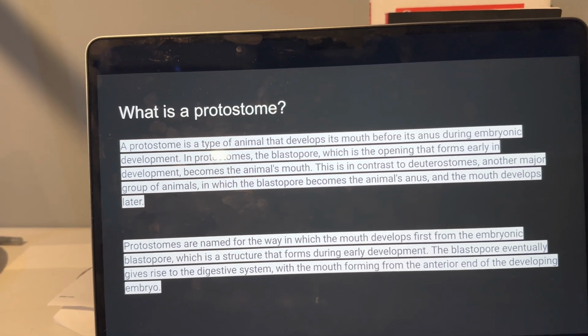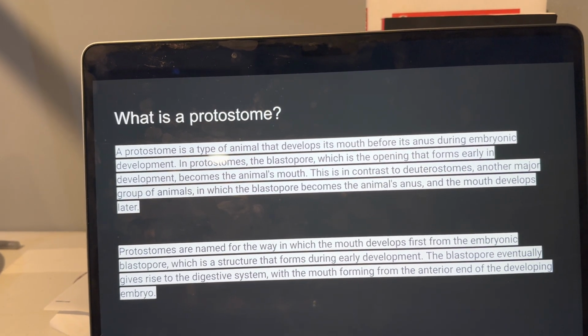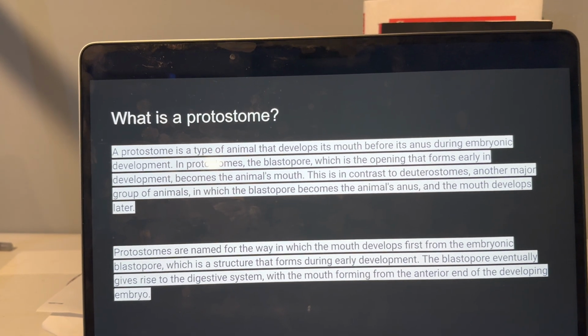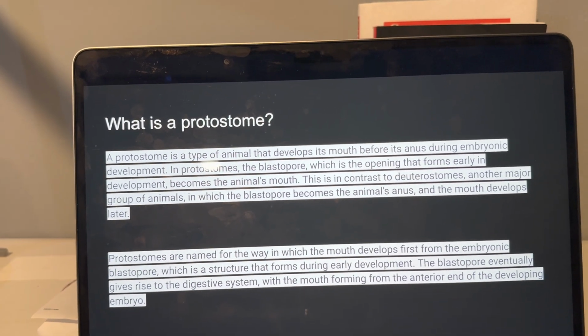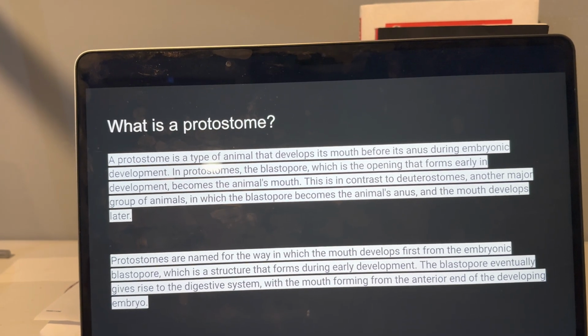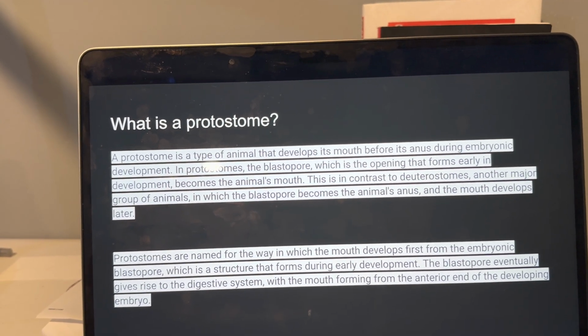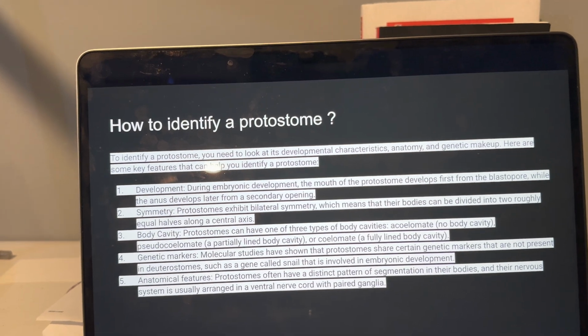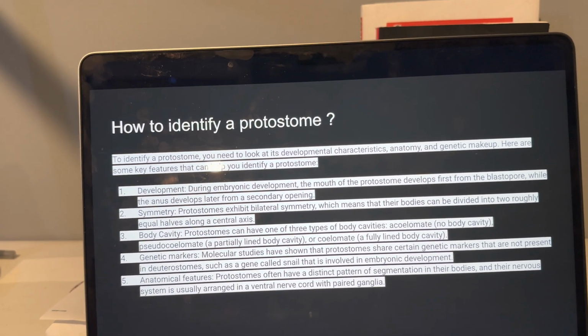Protostomes are named for the way in which the mouth develops first from the embryonic blastopore, which is the structure that forms during the early development. The blastopore eventually gives rise to the digestive system, with the mouth forming from the anterior end of the developing embryo.